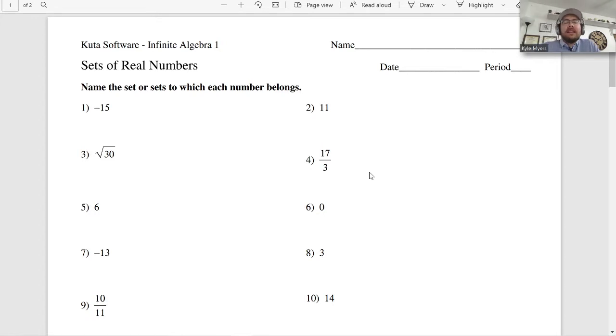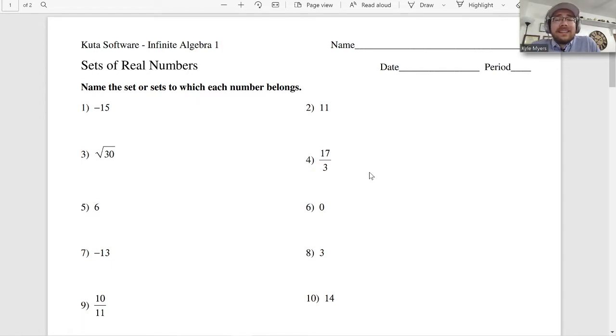So today is continuing on with a series of Algebra 1 worksheets. This one is on sets of real numbers, so what I'm going to do is work out the problem, show you the steps, and this one's going to be really quick because it's just the numbers and what kind of number system we've got here.